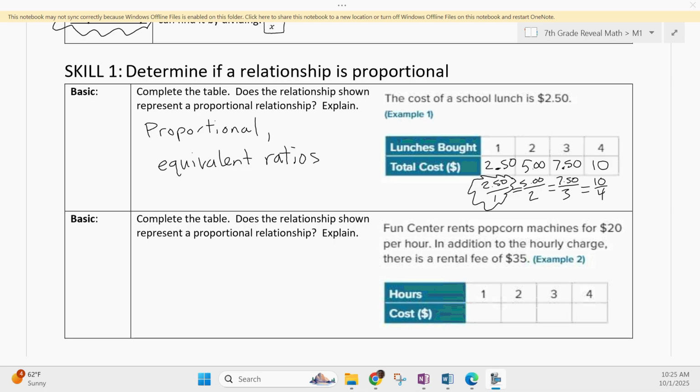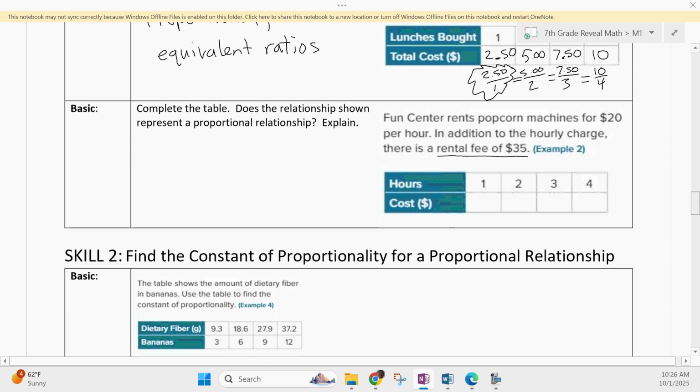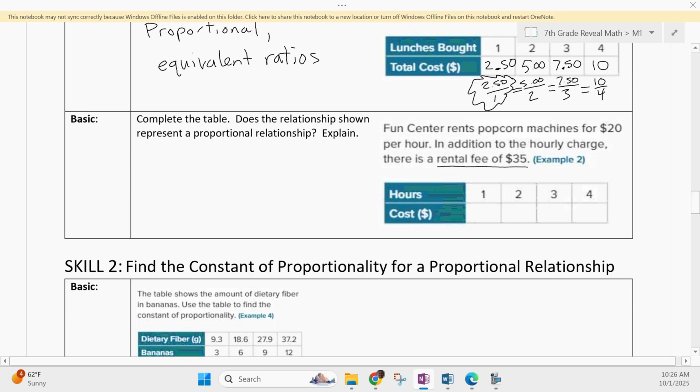So this next one, there's something different about it. Anybody want to describe what you see as different here? Connor? Oh, that's right. This one has that rental fee of $35. So if you remember that from our notes before, all right, then you're like, wait a minute, this is going to be a little different. All right. So again, we're determining if it's a proportional relationship or not.